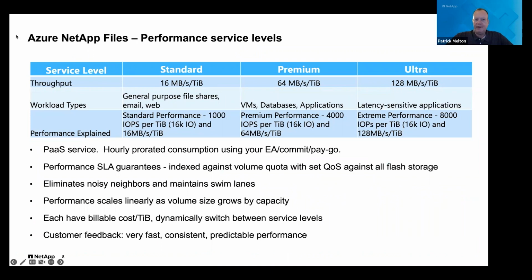ANF, or Azure NetApp Files, and our performance service levels. We've got 3 performance service levels: standard, premium, and ultra. They're defined by the throughput assigned to each. At standard, we've got 16 megabytes per second per terabyte. Premium is 64 megabytes per second per terabyte, and ultra is 128 megabytes per second per terabyte.